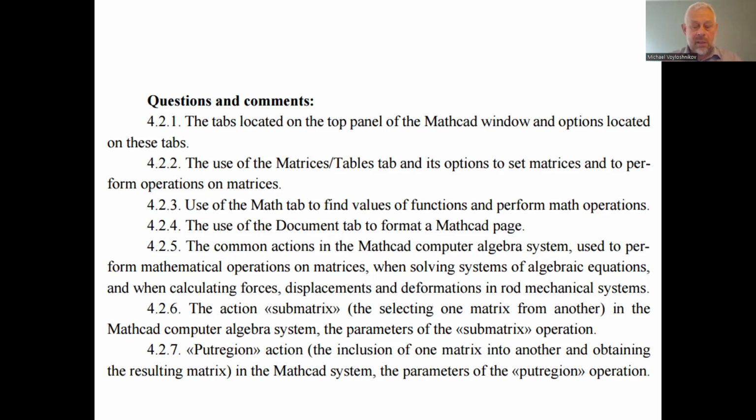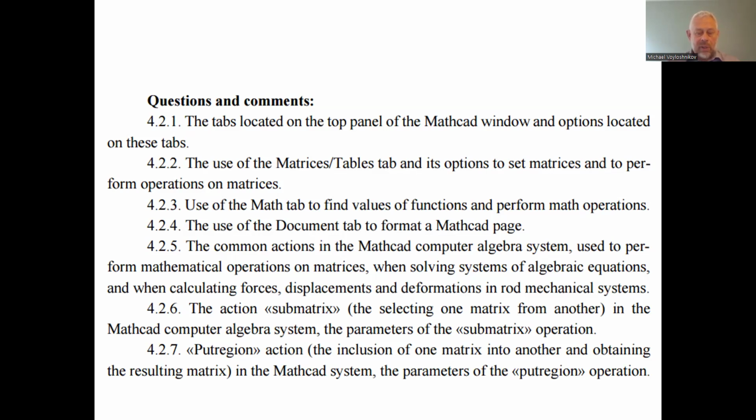The use of matrices, tables, steps, and options to set matrices to perform operations on matrices. So first we have to select any place, arbitrary, to make a choice. Next we have to indicate the assignment. The assignment, from the operators on the panel of the Mathcad, looks like the colon and the sign of equality. Or we can just press two buttons together on the keyboard, shift and colon, and we will have the assignment.